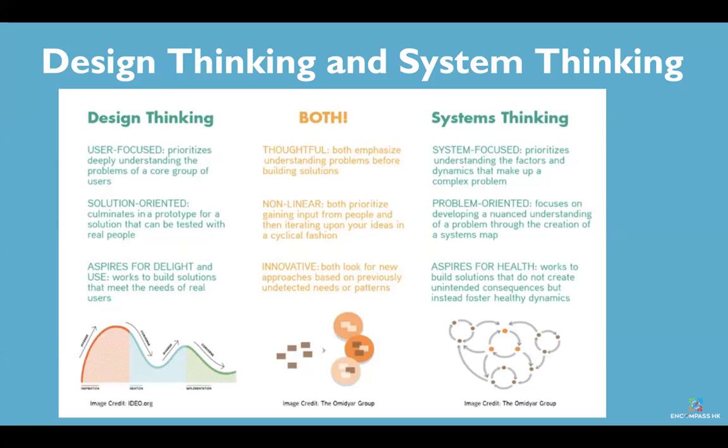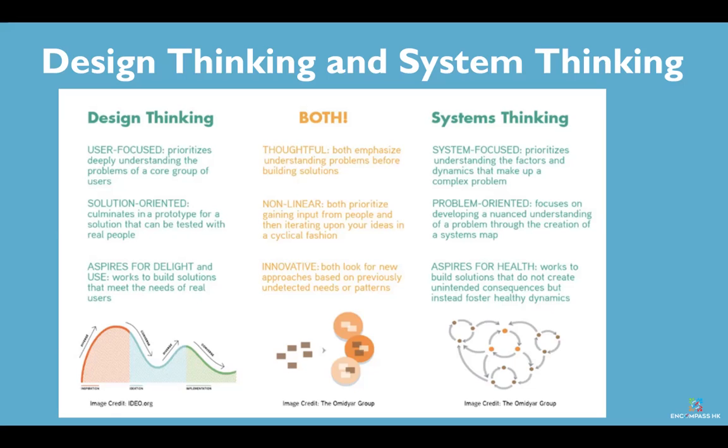There are some parallels between design thinking and systems thinking in that they are both non-linear. There's an iterative process. They are both innovative ways of looking at problems. However, they do differ in some ways. For example, design thinking is more solution focused. We are aiming for the solution and how we get there. Whereas systems thinking is more problem oriented. We are looking at what actually causes the problem and how it exists in the system.